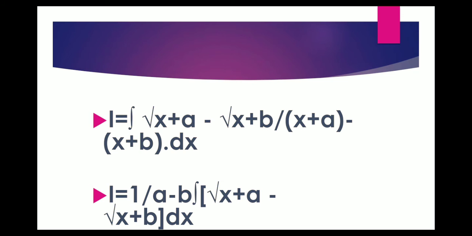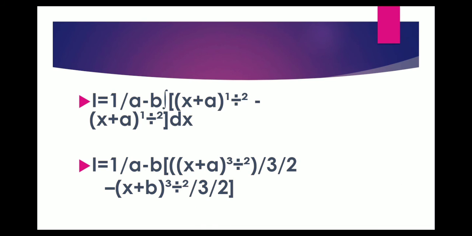Solving the brackets, x plus a minus x plus b, we get a minus b, and a minus b is the constant term. Hence we get I equals 1 upon a minus b into integration of under root of x plus a minus under root of x plus b into dx. Under root of x plus a can also be written as x plus a whole raised to 1 by 2. Hence I equals 1 upon a minus b into integration of x plus a whole raised to 1 by 2 minus x plus b whole raised to 1 by 2 into dx.